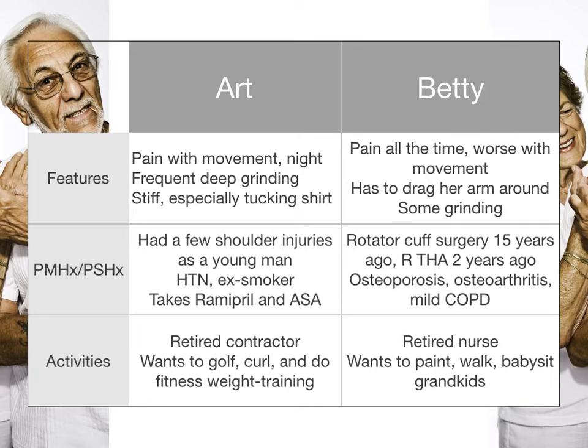You'll recognize some common features of arthritis, such as grinding, night pain, and stiffness. Art can't recall if he's had dislocations of his shoulder back in the day. And it's noteworthy that Betty has a history of rotator cuff trouble and that she has to drag her right arm around with her left. Otherwise, their activity goals are modest and reasonable.